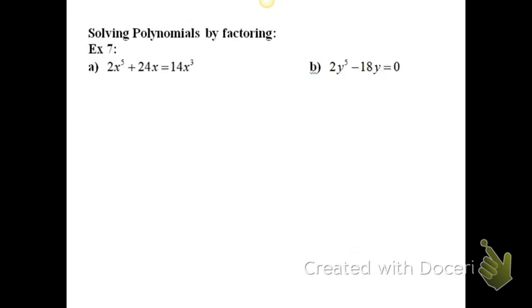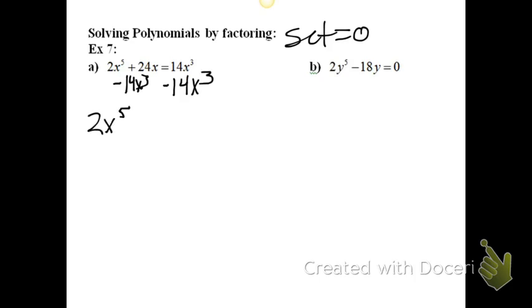Now, two more examples I'm going to show you. We're just going to solve polynomials by factoring. First thing you need to know is always set equal to 0 first. When we factored to solve, we had to do that in the other chapter. We got to do that here too. So I'm going to subtract 14x cubed from both sides to get 2x to the 5th minus 14x cubed plus 24x equal to 0.